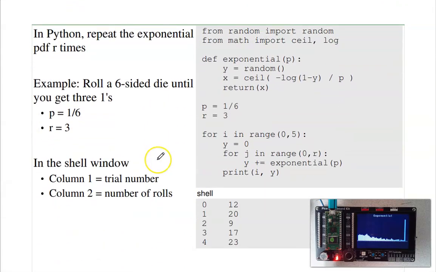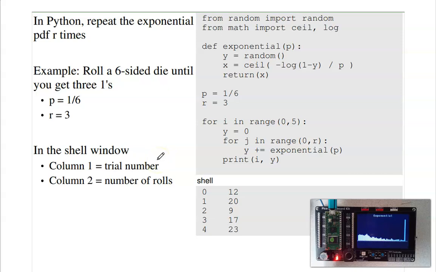I can also do that in Python. So what this would be, I've got an exponential distribution. I am going to count R exponentials. So if I want to have 3 successes, probability of success is 1/6. First time I tried it, took 12 rolls to get 3 1s, 20 rolls to get 3 1s, 9 rolls to get 3 1s.